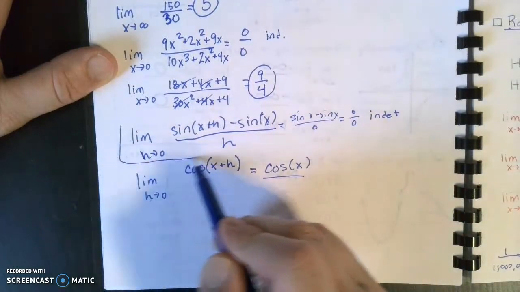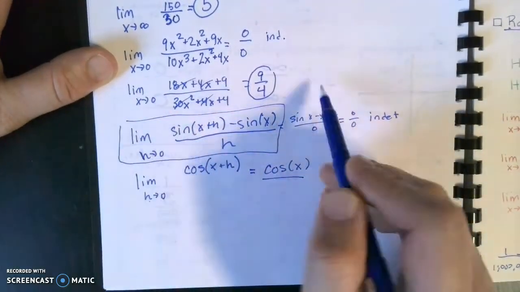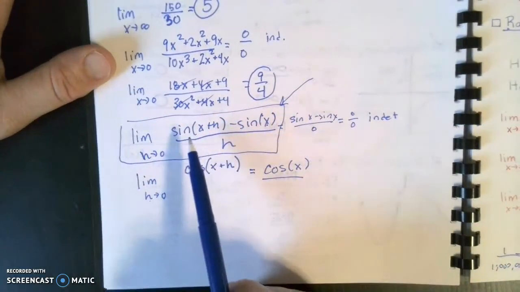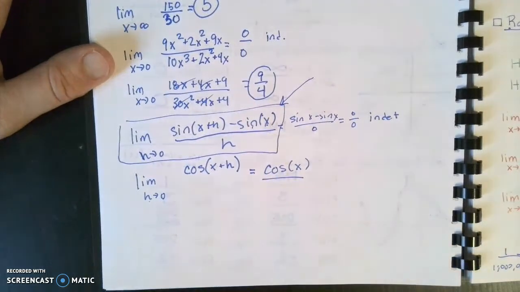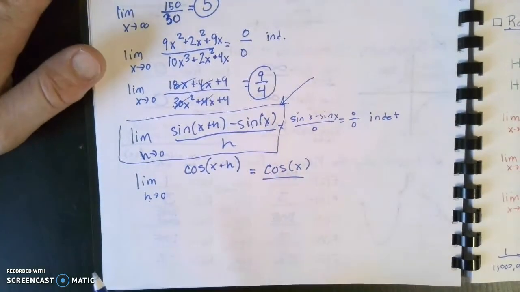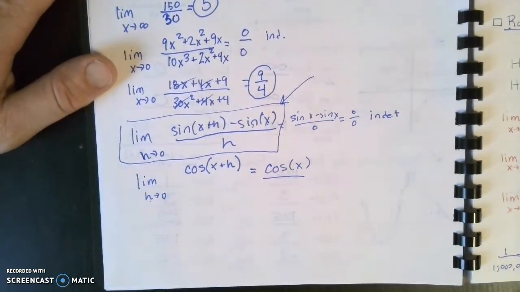If you don't see it now, we may see it later on. This is the definition of a derivative. And what's the derivative of sine of x? Cosine of x. That's where it comes from, but we can use L'Hopital to apply that on out.